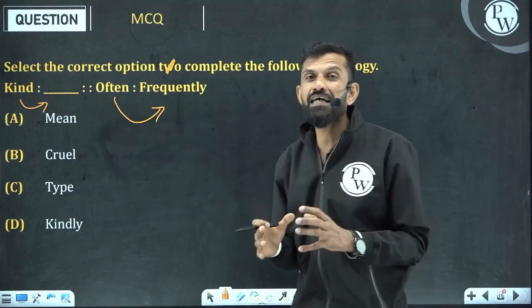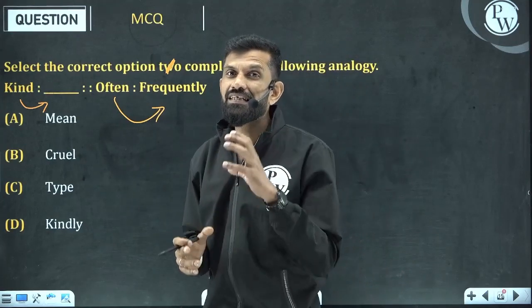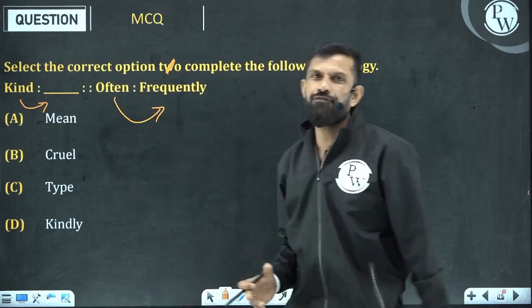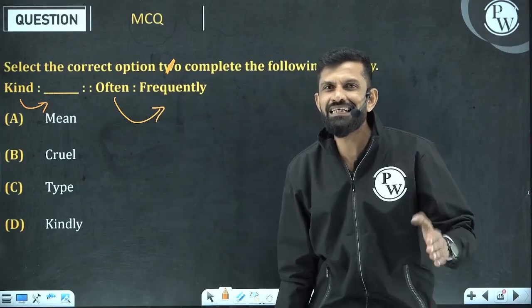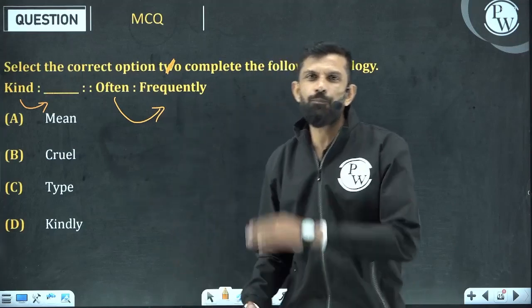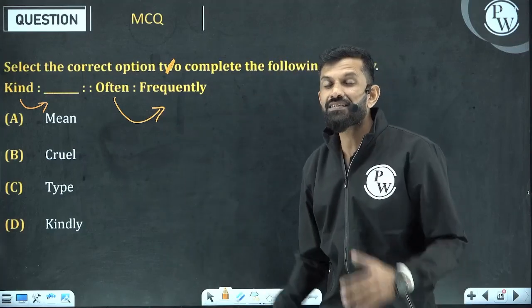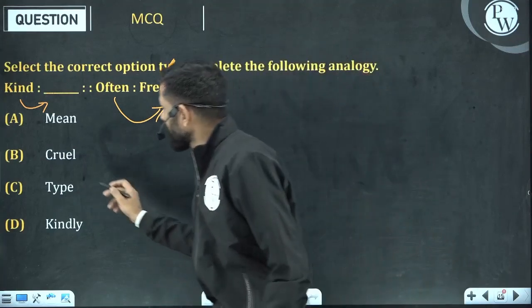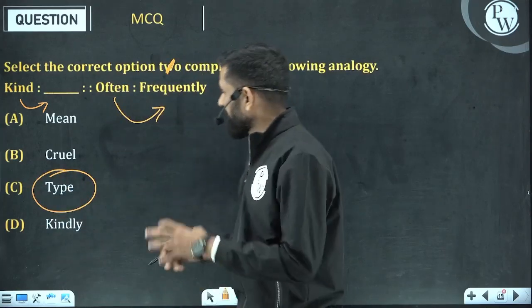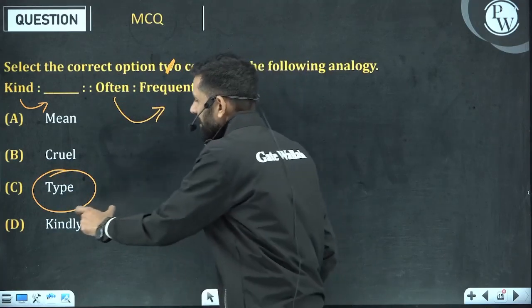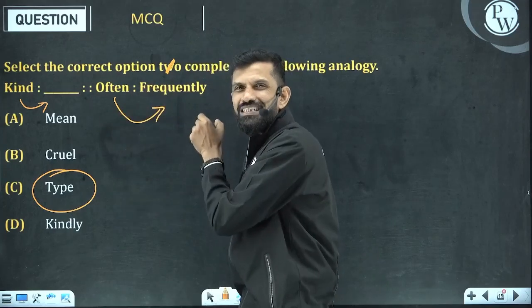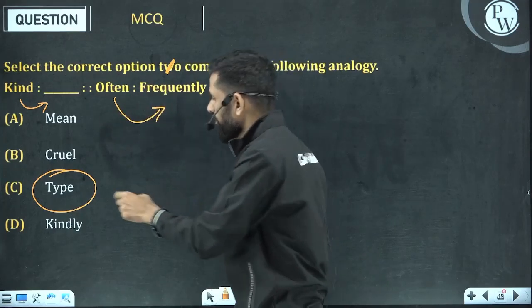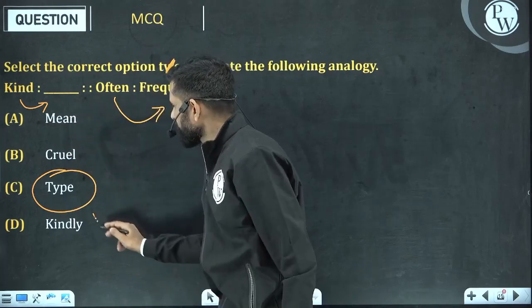Kind. Here kind, don't think that it is kindness. Here kind means what kind of question they are asking. What kind of people are staying in the cities? What kind of people are staying in the forest? So kind here means actually the type. People got confused and started using the word: often, frequently, so I should use kindly. So kindly is not the answer.